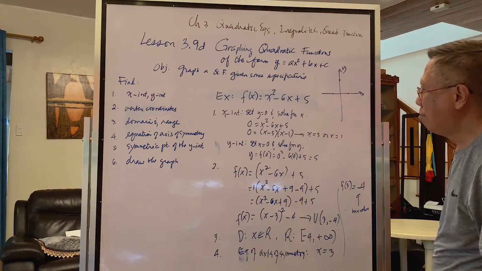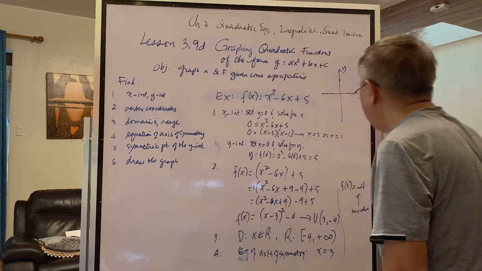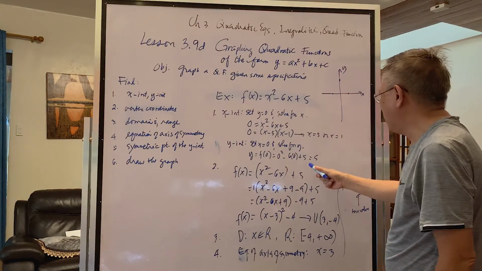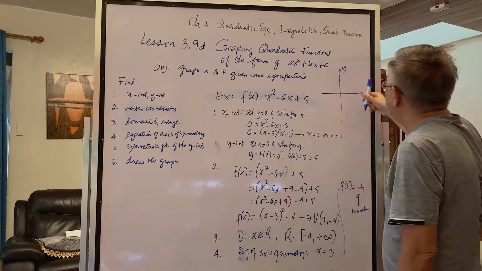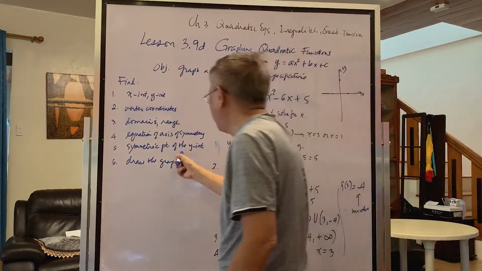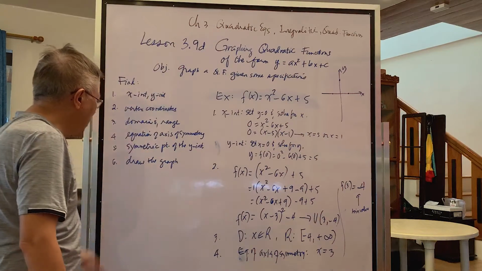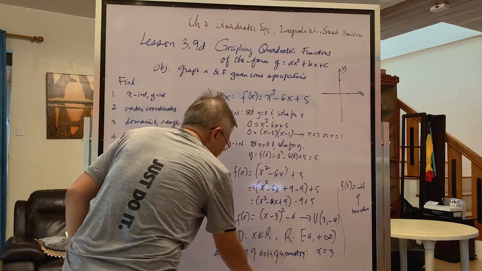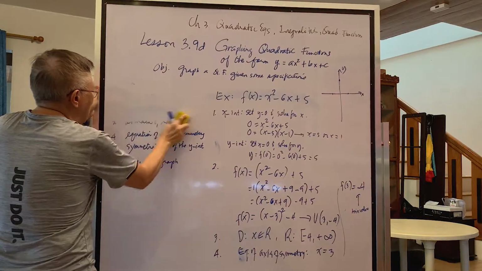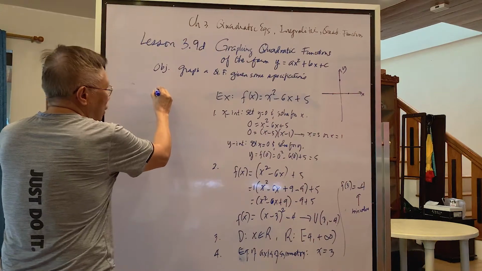Now, for the symmetric point of the y-intercept, let's get back to the y-intercept. The y-intercept is 5. We can have the symmetric point visualized better if we graph now. So with this information, let's try graphing the given function. Let's graph the given function based on what we have.